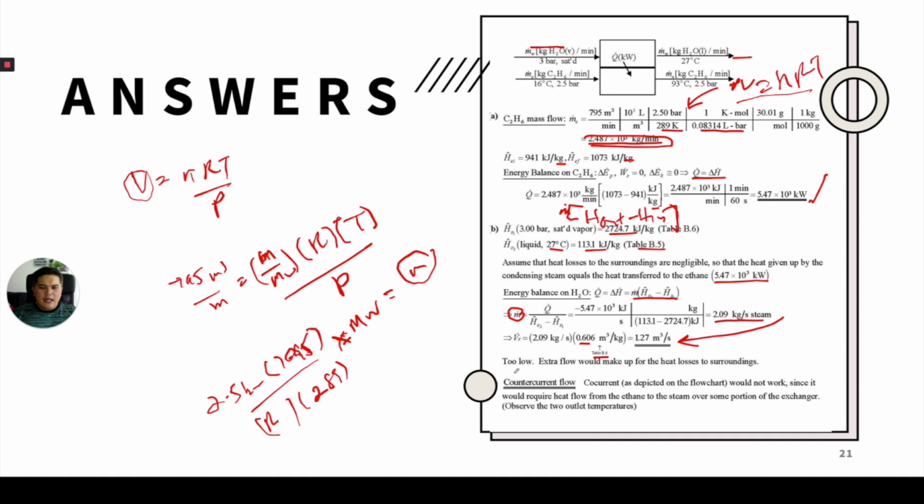And then what is being said here is that the flow rate is too low. The flow rate given here is too low. Extra flow would make up for the heat losses to the surroundings. 2.09 kg per second is a bit low for us to heat up the ethane from 16 to 93. In reality, we actually supply more, because we know that there will be heat loss to the surroundings. It is not properly adiabatic per se. There will be some heat loss, so you need to provide some more.